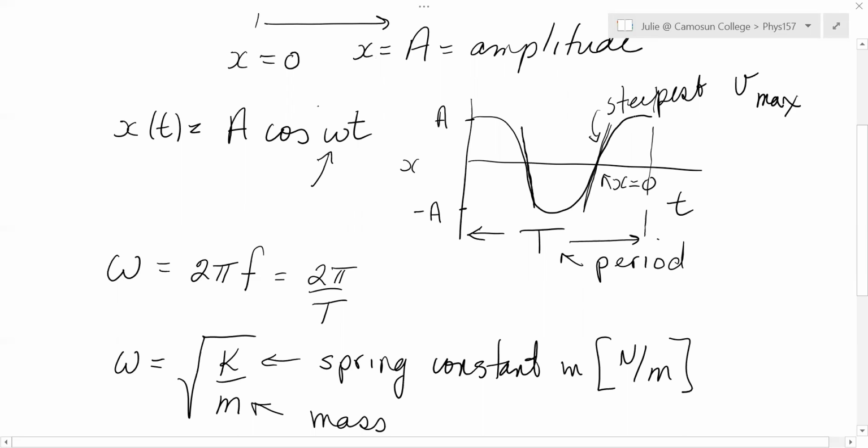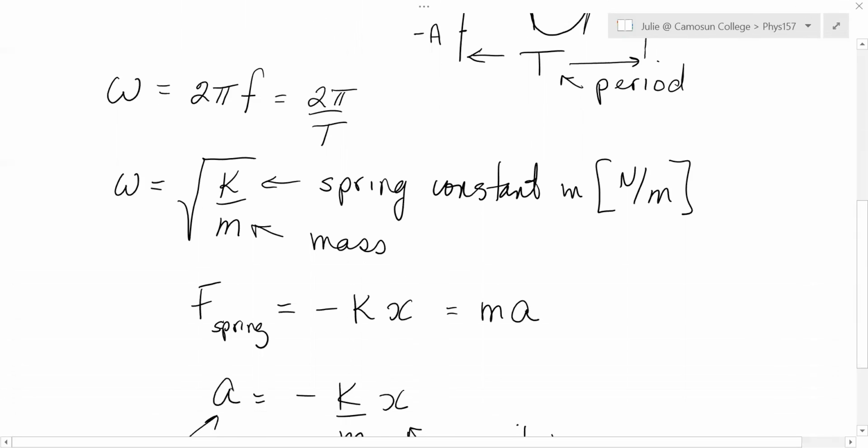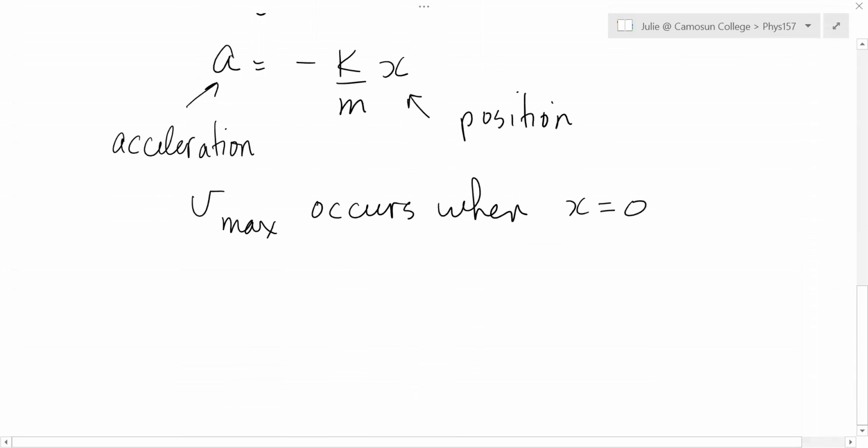Okay, and when it turns around, the turnaround point here, well, it stops and turns around, V is 0 at the turnaround points. Okay, so those couple of equations you'll need.